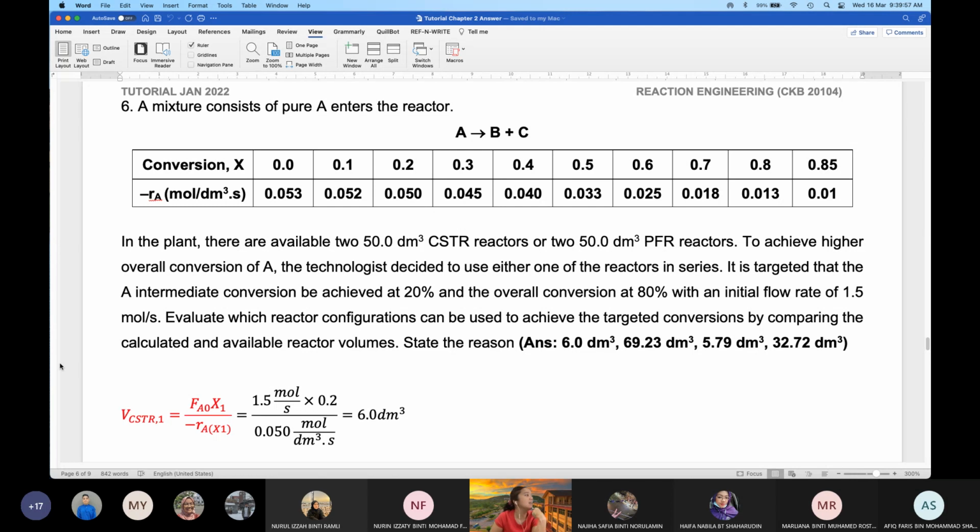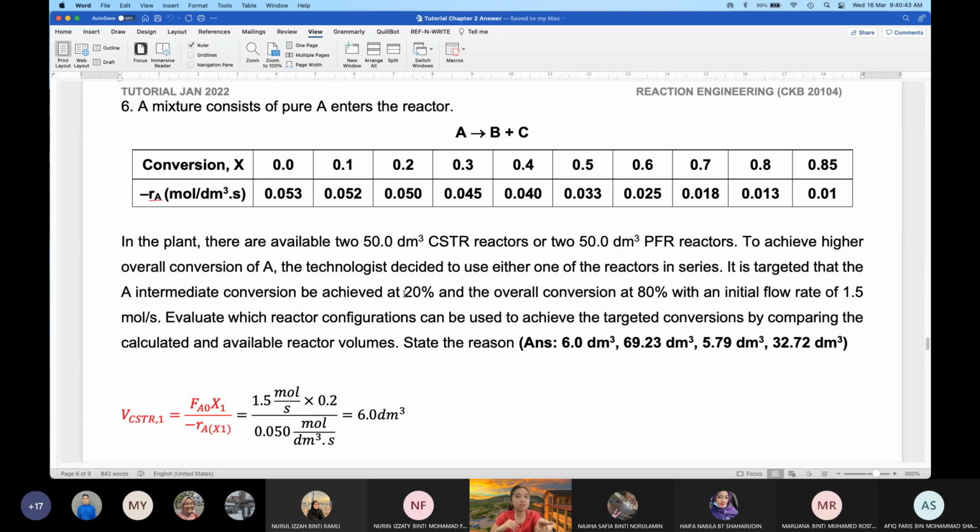Okay. To achieve higher overall conversion of A, the technologists decided to use either one of the reactors in series. So they say to achieve higher conversion, the technologist decided to use either two CSTR or two PFR, and the two reactors must be connected in series. Okay, it is targeted that intermediate conversion to be achieved is 20%. You know intermediate conversion and overall conversion: intermediate conversion is the conversion in the reactor before the final reactor.